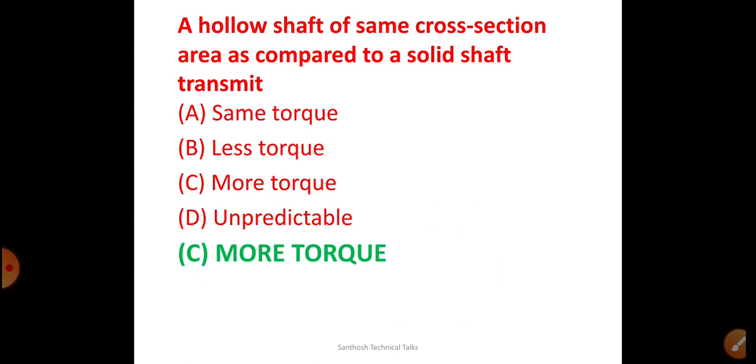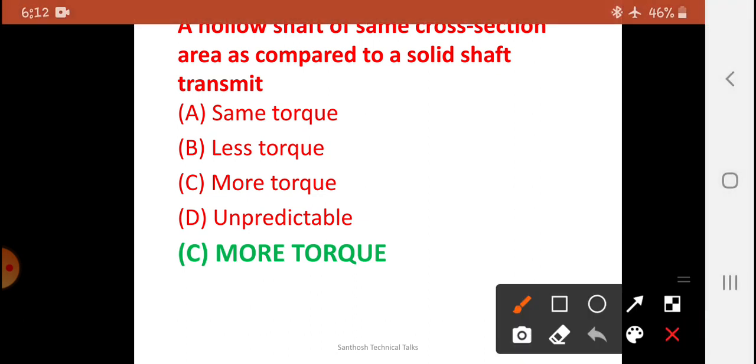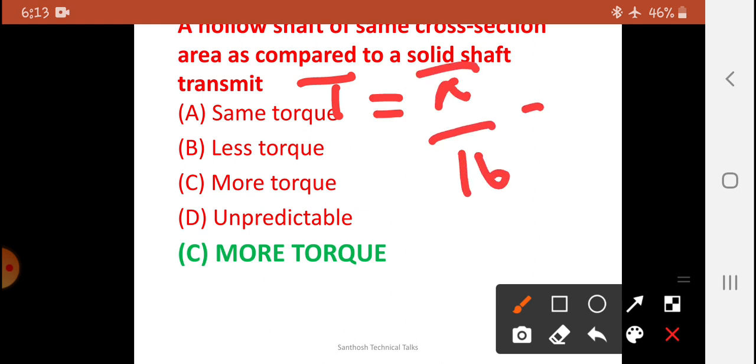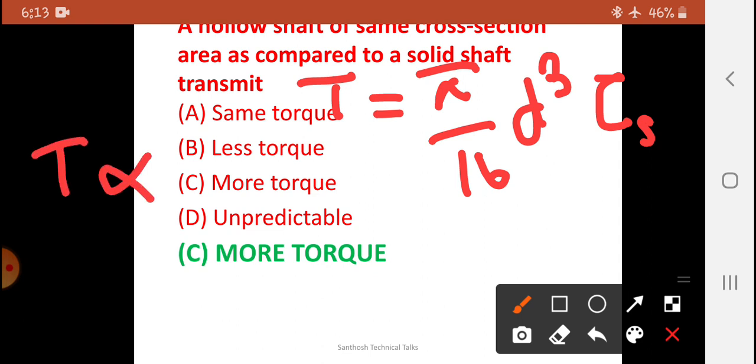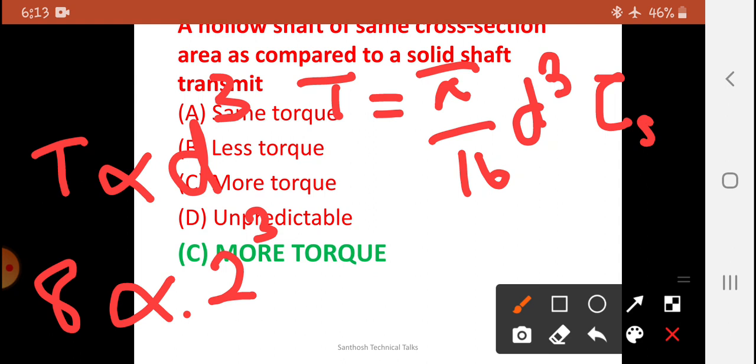If the areas are equal, then the solid shaft will comparatively transmit low torque compared to the hollow shaft. The shaft and diameter proportion is this: the torque T is equal to pi by 16 d cube tau s, where T is directly proportional to d cube. If you increase the diameter by 2 times, the torque is increased by 8 times.